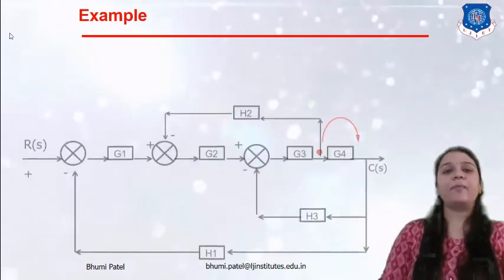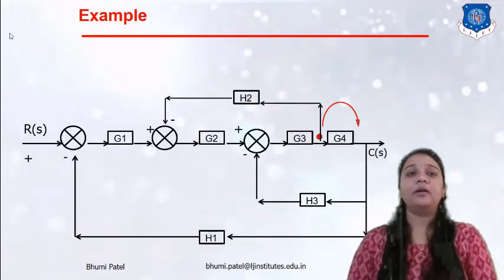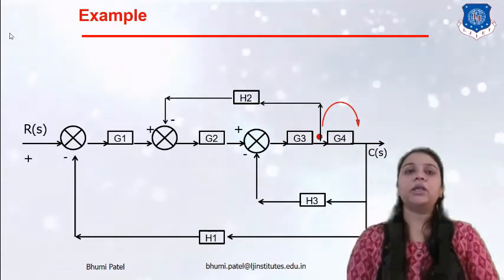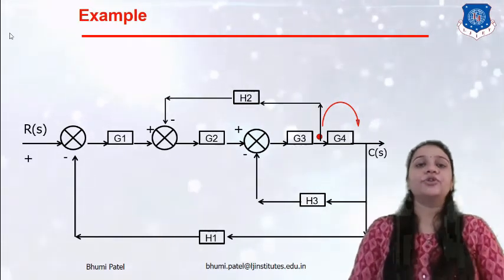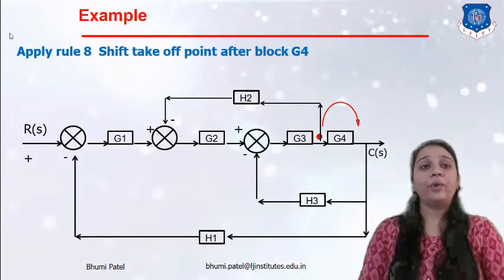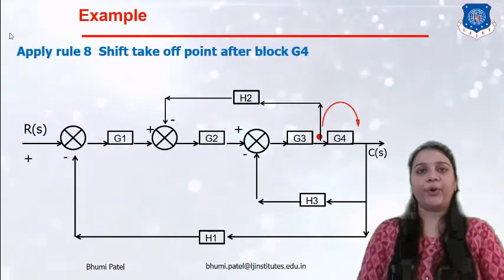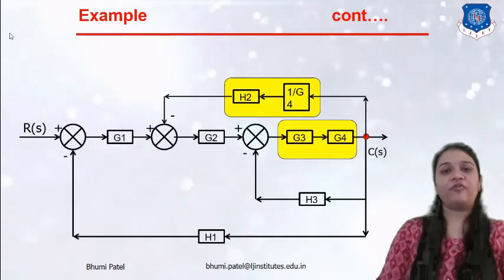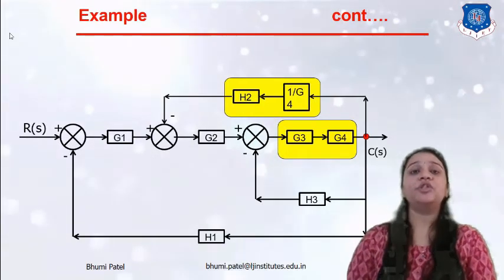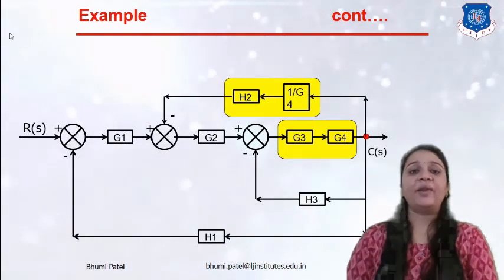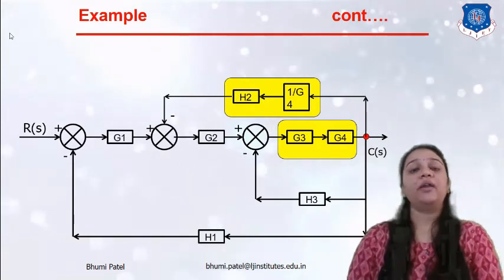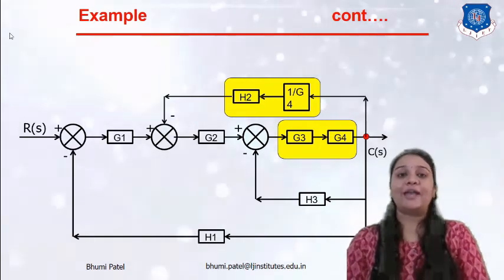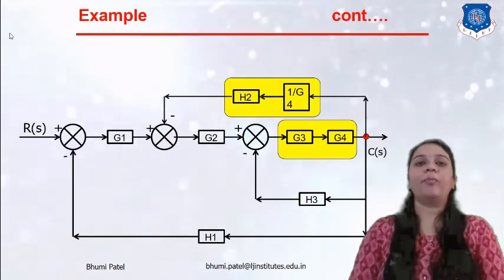Now the next example is like that. Here also rule number 1, rule number 2 and rule number 3 cannot be applied directly. So we can apply rule number 8, shift a takeoff point after a G4 block. So shifting a takeoff point after a G4 block, here you can see that G4 is multiplied with G3 and we can shift the takeoff point after the block. So in the feedback loop, H2 will be multiplied with 1 by G4.